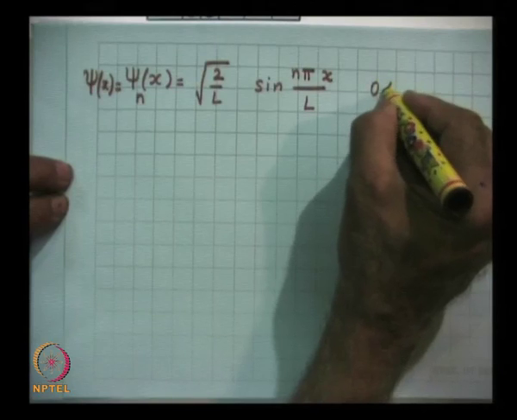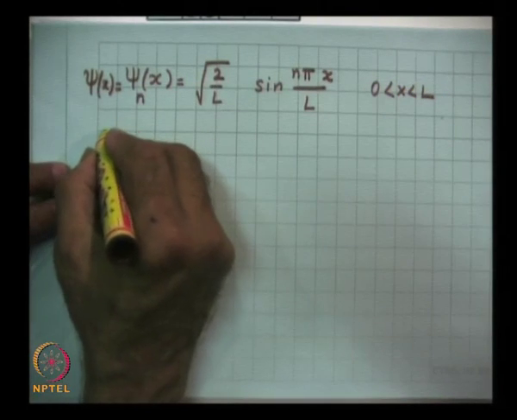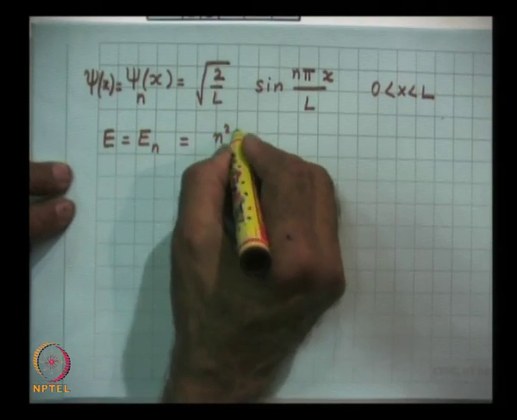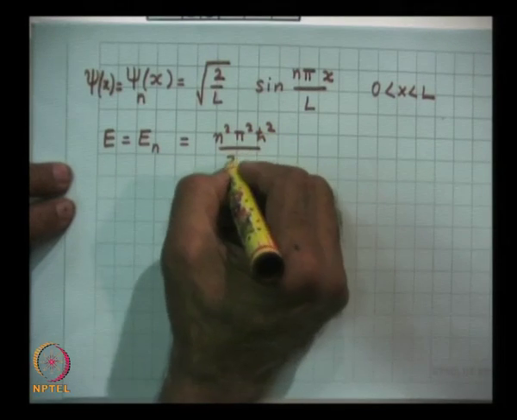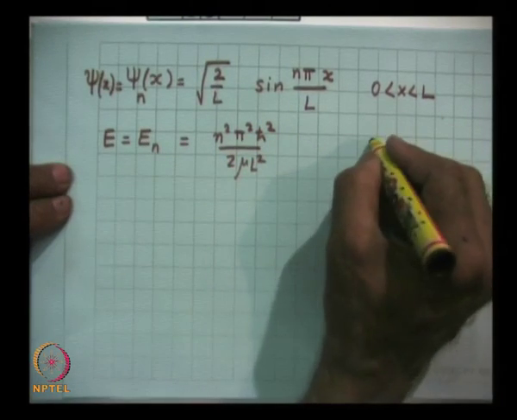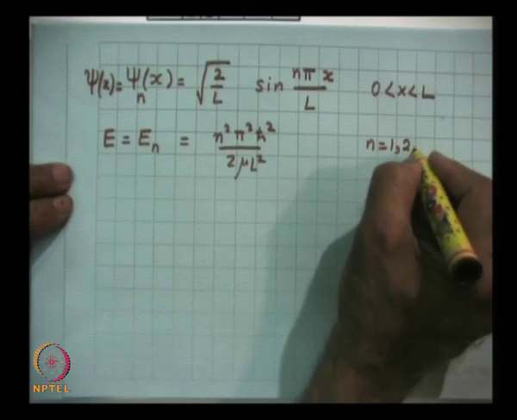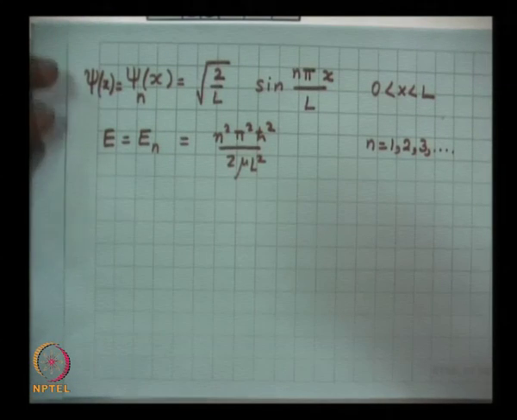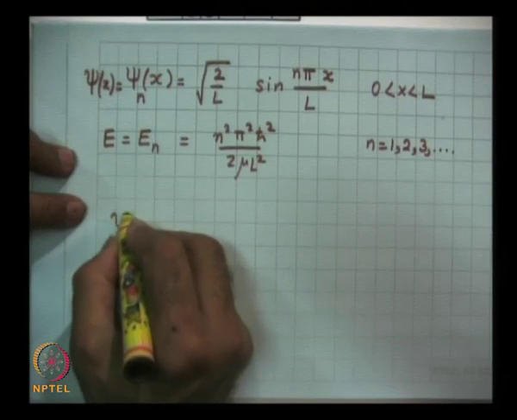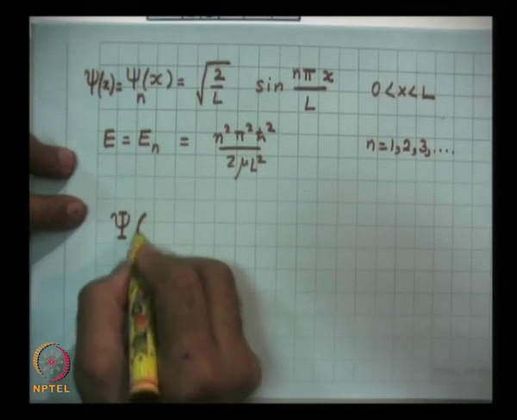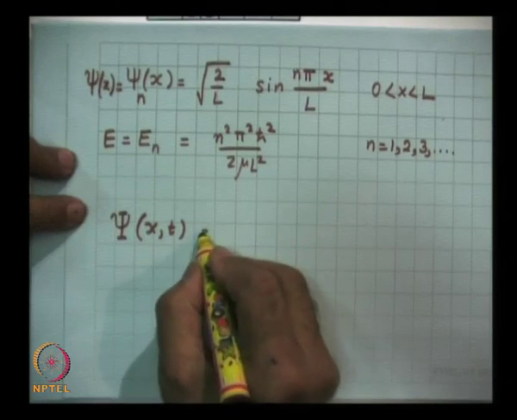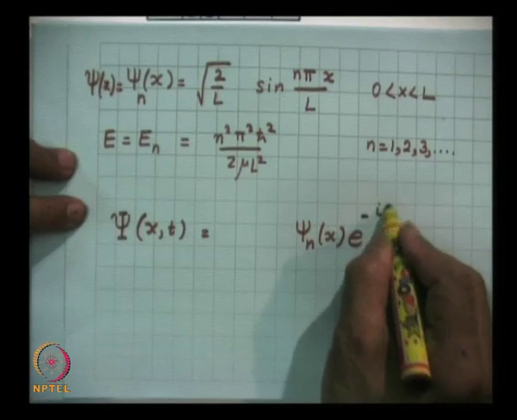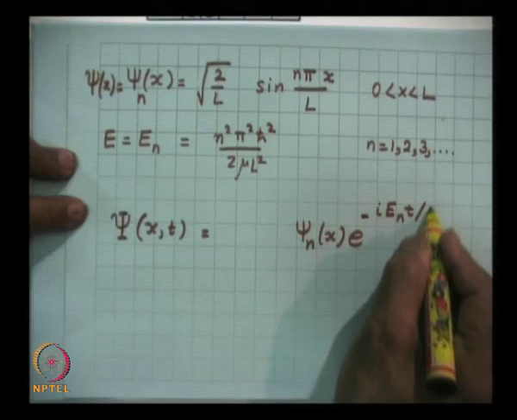for 0 less than x less than L, and the corresponding eigenvalues are E n is equal to n square pi square h cross square by 2 mu L square, and in both cases n takes the value 1, 2, 3 etc. You must remember that the total wave function was psi n of x e to the power of minus i E n t by h cross.